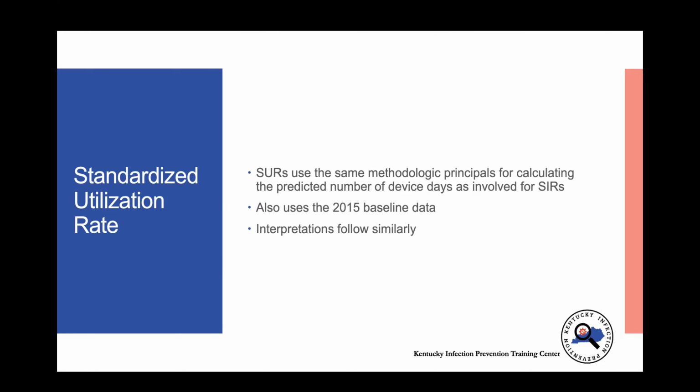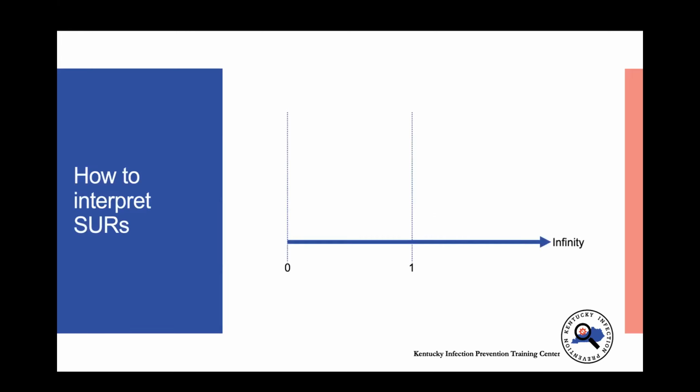So it'll come up with a predicted probability, you multiply that by your number of patient days, and that's how you get your predicted number of device days. The interpretations from your standardized utilization ratio are pretty much the exact same as they would be for an SIR.